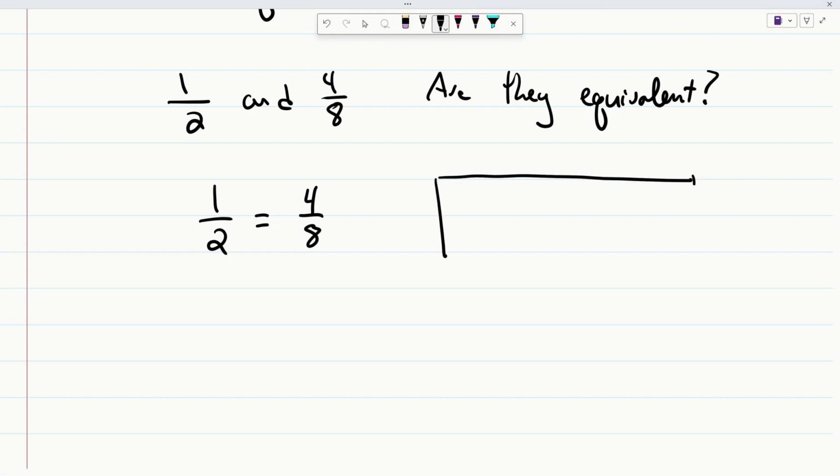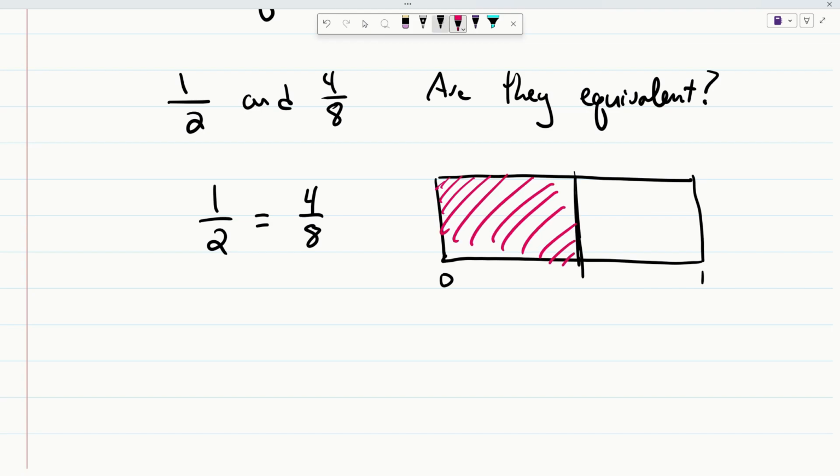The fraction represents a part in the whole, right? So if we think about this rectangle in terms of a number line, we know this is going to be 0. That's going to be 1. So for 1/2, we're going to split this up into 2 equal pieces where we shade one of them.